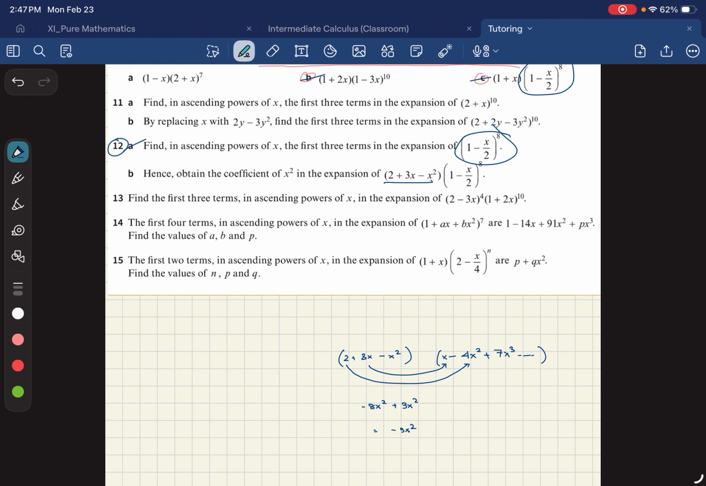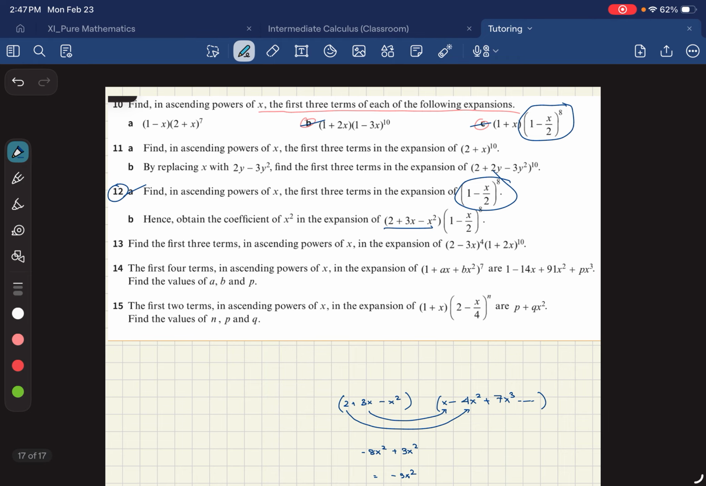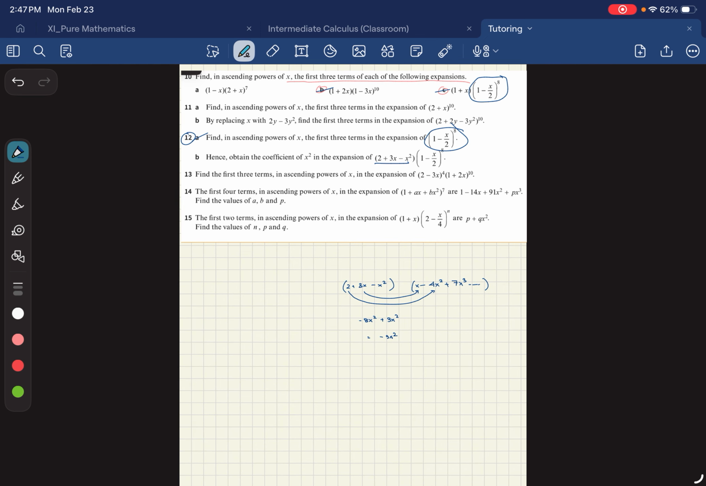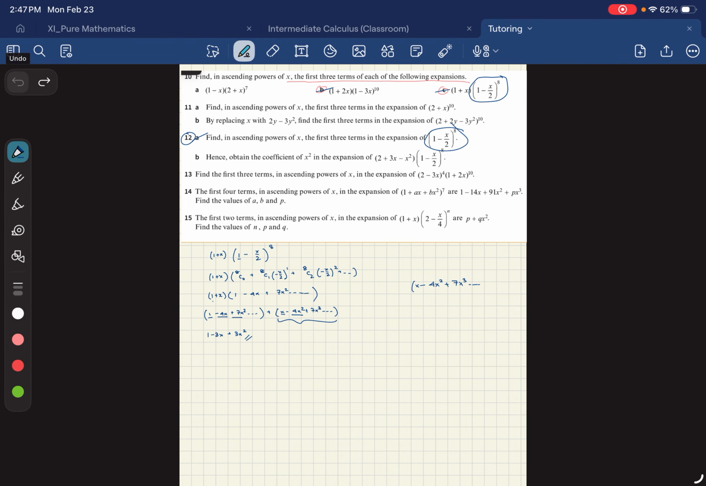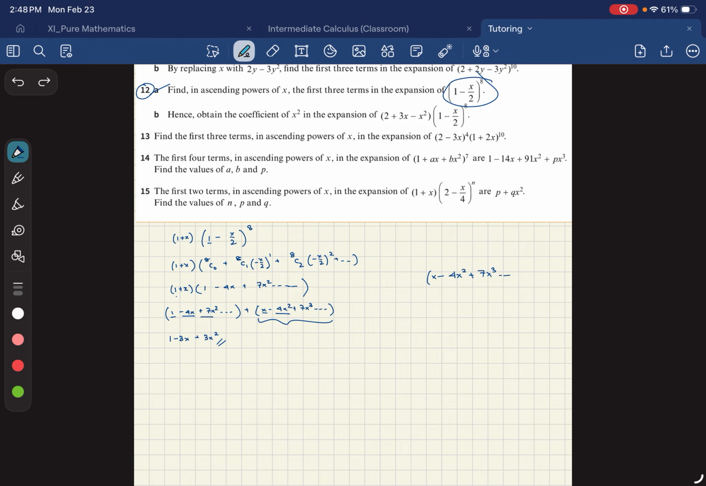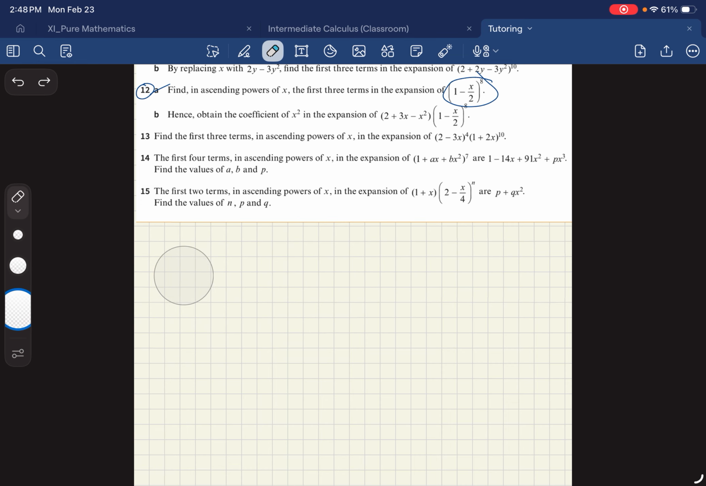Did I make a mistake? I think I did. So is there anything I'm missing here? No. So let's try again. I'm so sorry about that. Unless I did my expansion wrong from the previous question, which I don't think I did. Anyhow, let's just do it manually.